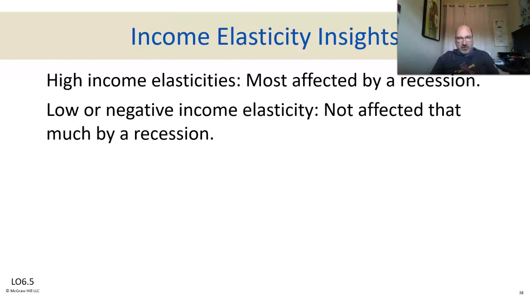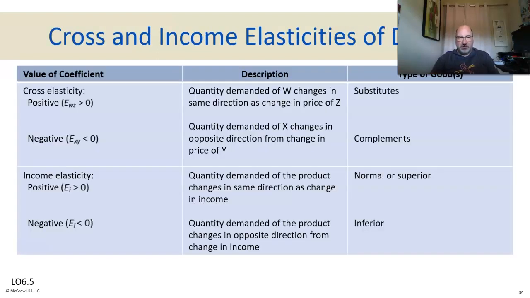Some other ones: high income elasticities are most affected by a recession, which makes sense because they would be luxuries. And we talked about that earlier, that luxuries people are going to lay off of anyway. You don't need your luxuries. They're nice, but you don't need them. Lower negative income elasticity goods are not affected that much by a recession. You would actually buy more of the negative elasticity goods than anything else because those are inferior goods. So as everything dies off, you're going to buy those negative elasticity things. And then low income elasticity ones, those are necessities.